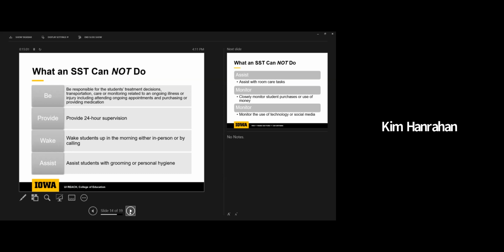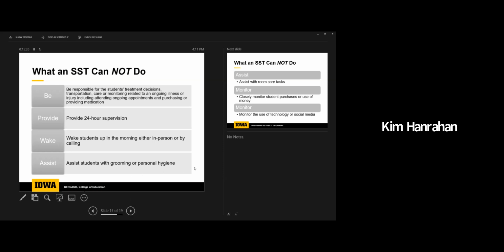Most of you probably already know that. We can't wake students up in the morning, either in person or by calling. We just can't. Instead, we're trying to support that student in learning how to be independent in that skill. Sometimes it takes a month or two when they first come, but maybe starting that over the summer could be beneficial for a student, having them set an alarm, get up on their own, be prepared, get dressed, all of the things that you do in a morning routine that might help them as they transition to campus in the fall. And then grooming or personal hygiene, we just can't do that.